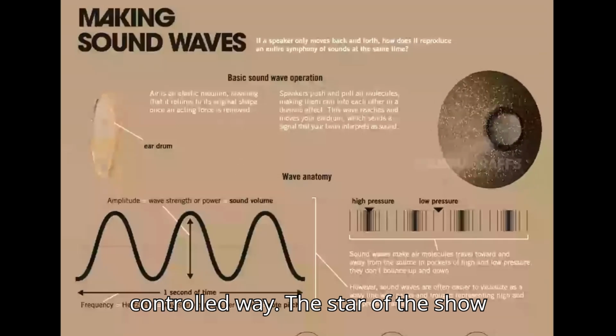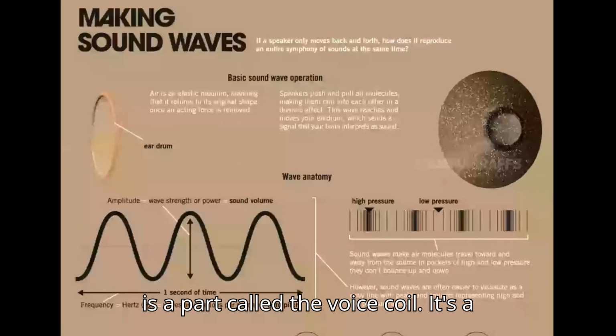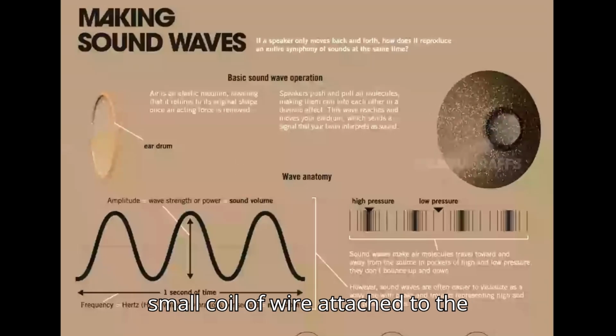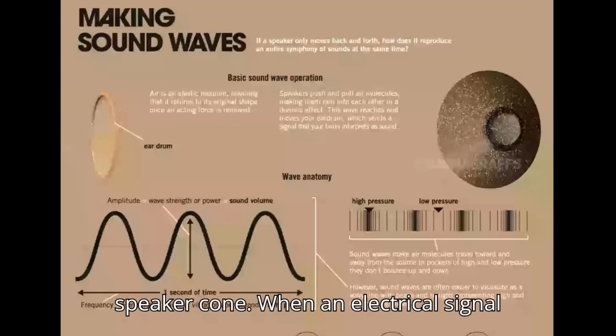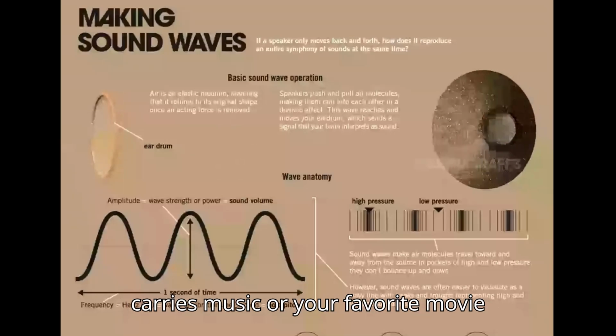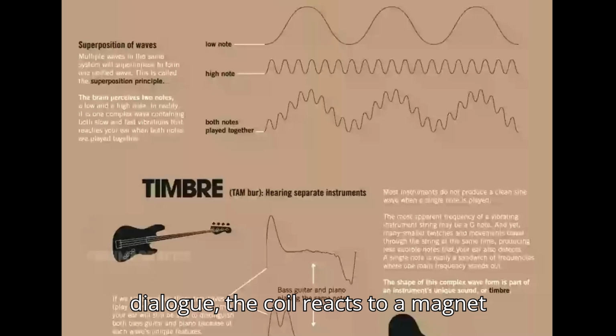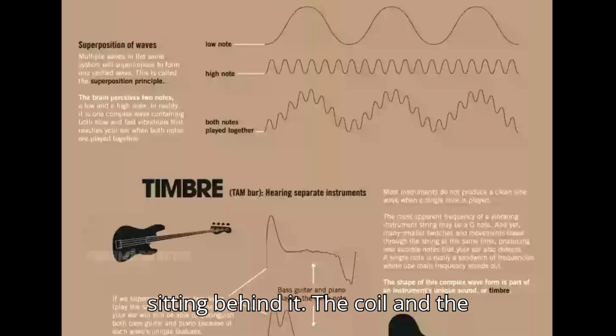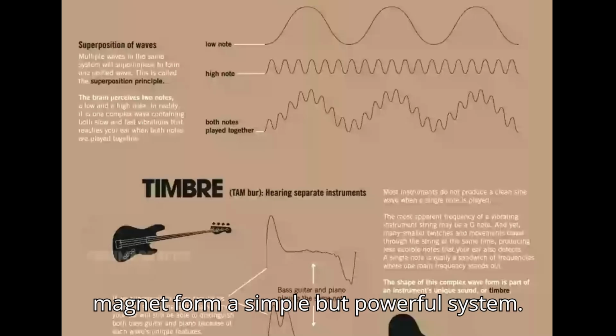The star of the show is a part called the voice coil. It's a small coil of wire attached to the speaker cone. When an electrical signal reaches the coil, the kind of signal that carries music or your favorite movie dialogue, the coil reacts to a magnet sitting behind it. The coil and the magnet form a simple but powerful system.